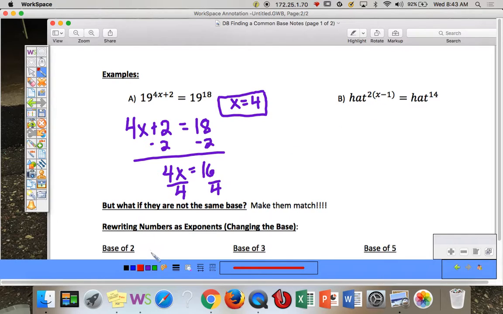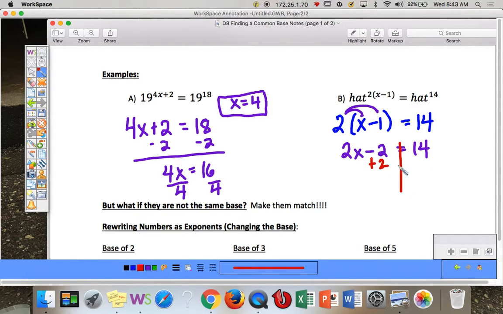The base is different here, but it doesn't really matter what the base is. If they're the same, set the exponents equal. So we have 2 times x minus 1 equals 14, and we're going to solve. We can solve a few different ways. We can either divide both sides by 2, but most students like to distribute, so we'll do that. We have 2x minus 2 equals 14. And then we're going to add 2 to each side. We get 2x equals 16. Divide by 2. And we get x equals 8.